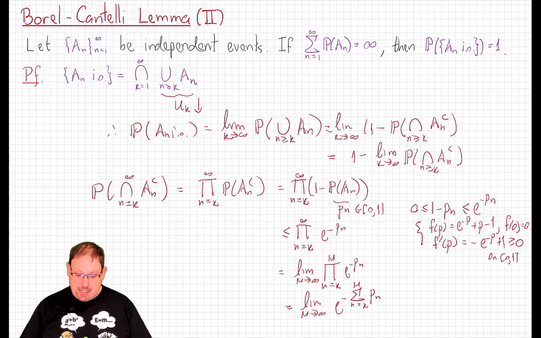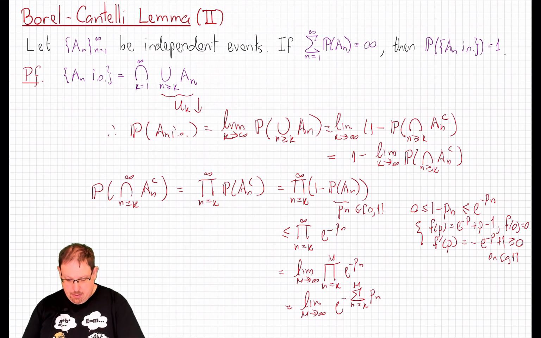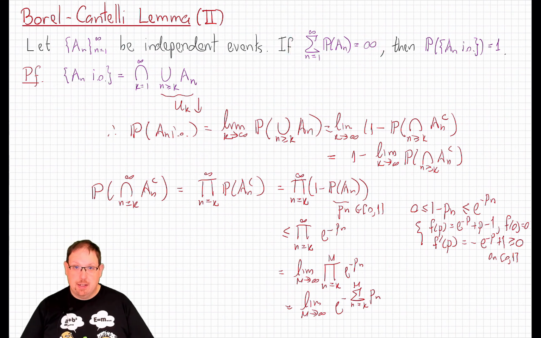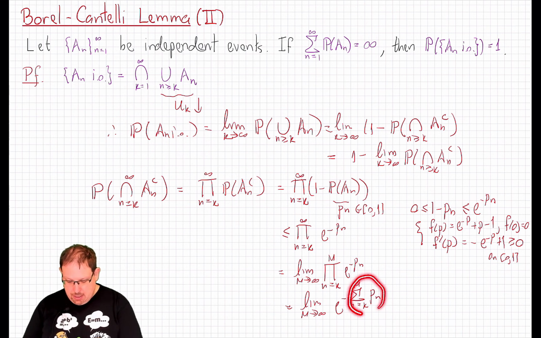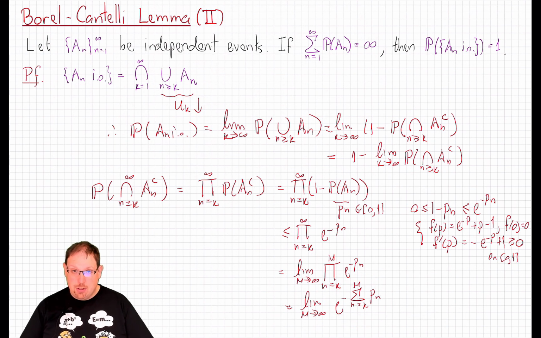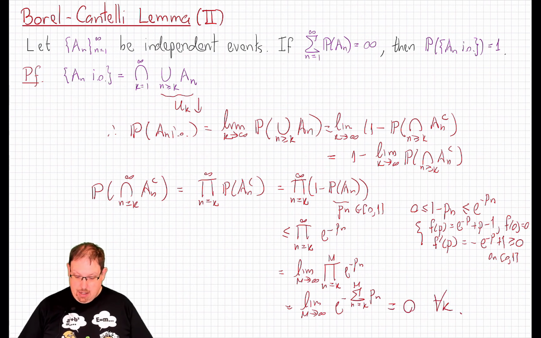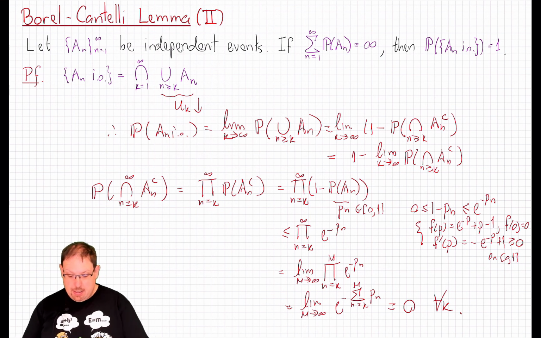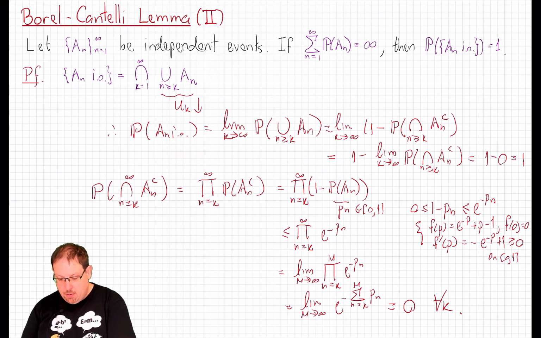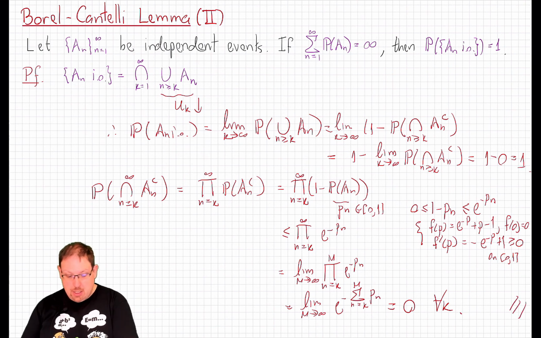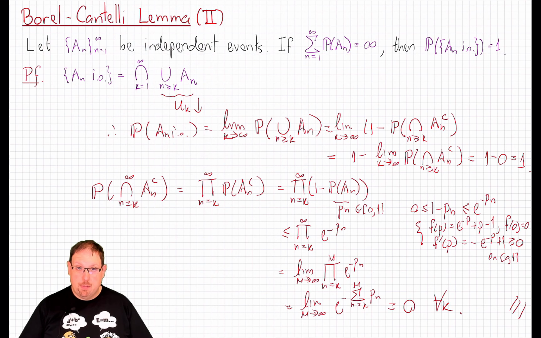Now, for any fixed k, this sum goes to infinity because of our assumption that the sum of the P_n's is infinite. If there were some tail of this sum that was finite, then the whole sum would be finite. So the exponent tends to minus infinity. Therefore, by continuity of exponentials, this tends to 0. In fact, for any fixed k, this is equal to 0. And so we therefore have that this limit is a limit of a constant sequence. This is 1 minus 0, which is 1, which concludes our proof of the Borel-Cantelli Lemma, part 2.